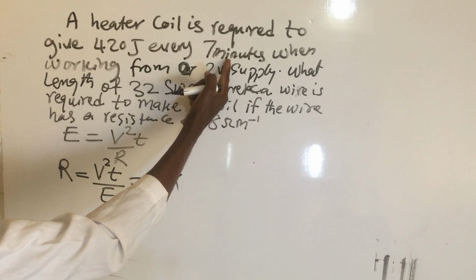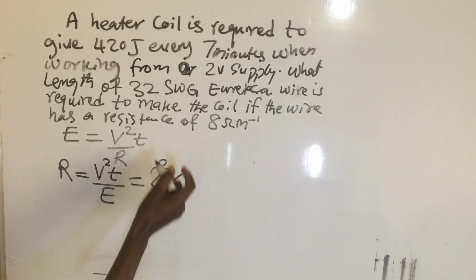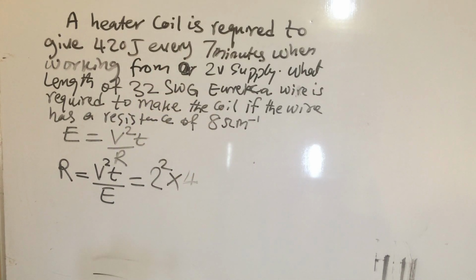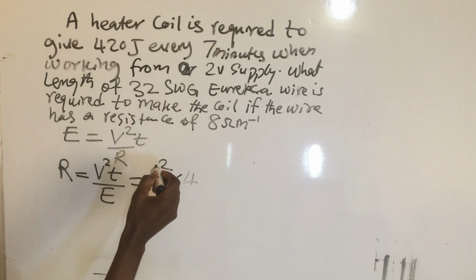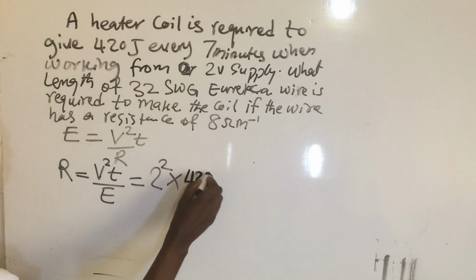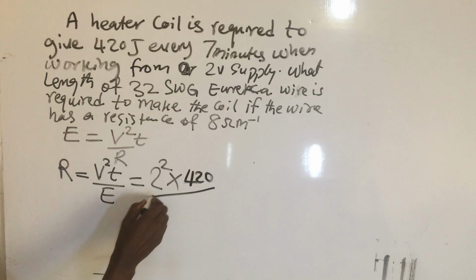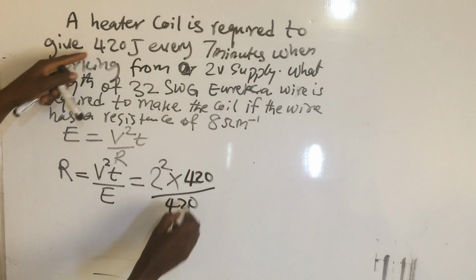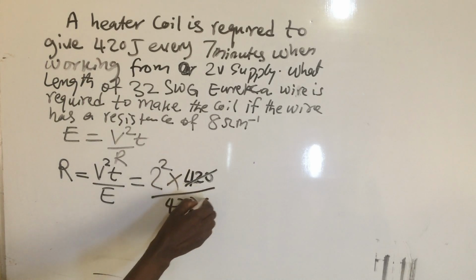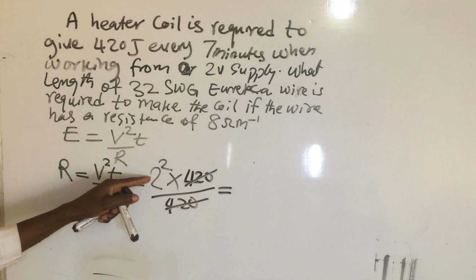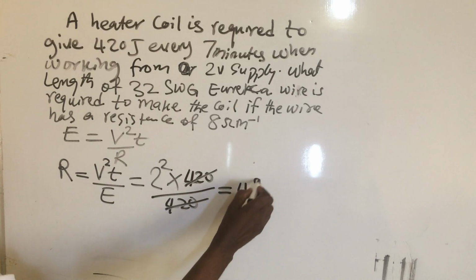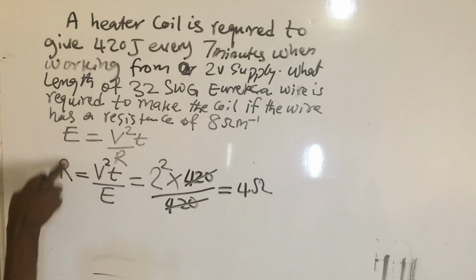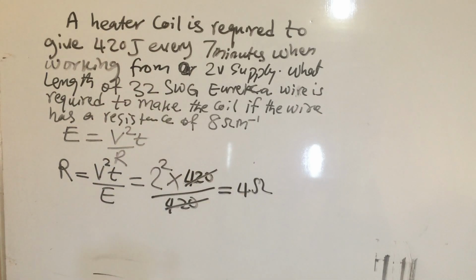We are going to convert this time from 7 minutes to seconds, which is 7 times 60, giving us 420, all over energy, which is 420 joules. So 420 cancels 420, remaining only 2 squared, which is 4. So now the resistance of the heater wire is 4 ohms.